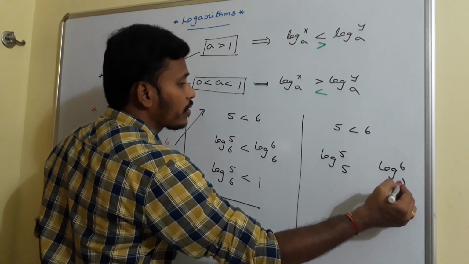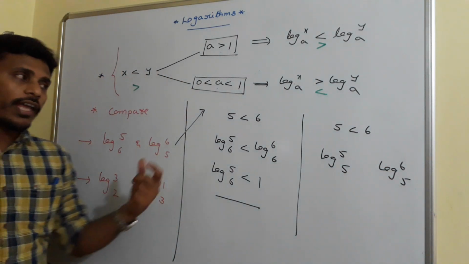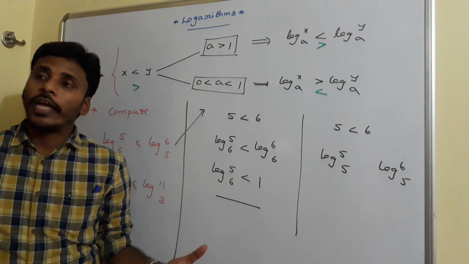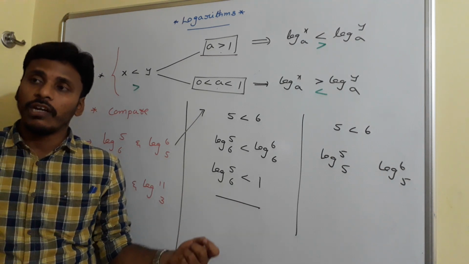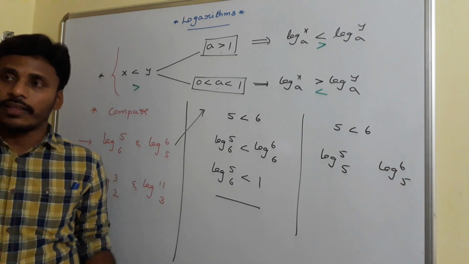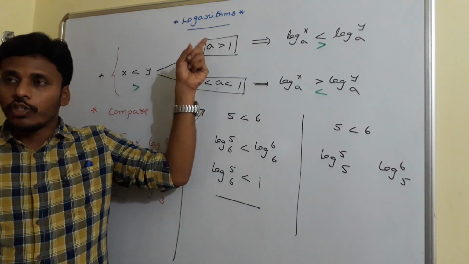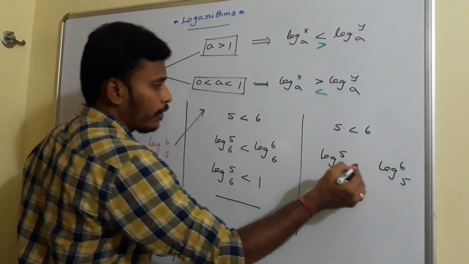Logarithm of 6 base 5. I have 5 less than 6, and I am applying logarithm with base 5 on both sides. Now I need to decide which sign to use in between these logarithms, either less than or greater than. Since the base 5 is greater than 1, I am in the first situation, so I utilize the same symbol.